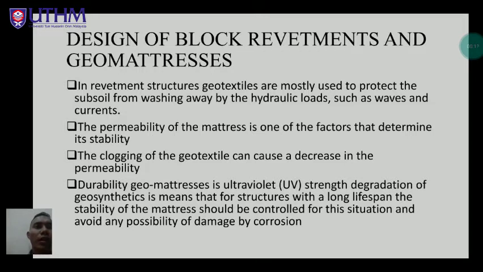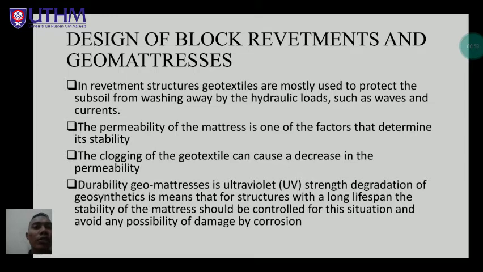I want to present my topic, my research journal, about design of block revetment and geomattresses. In revetment structures, geotextile is mostly used to protect the subsoil from being washed away by hydraulic loads such as waves and currents. Second, the permeability of the mattress is one of the factors that determine its stability. Clogging of the geotextile can cause a decrease in the permeability.